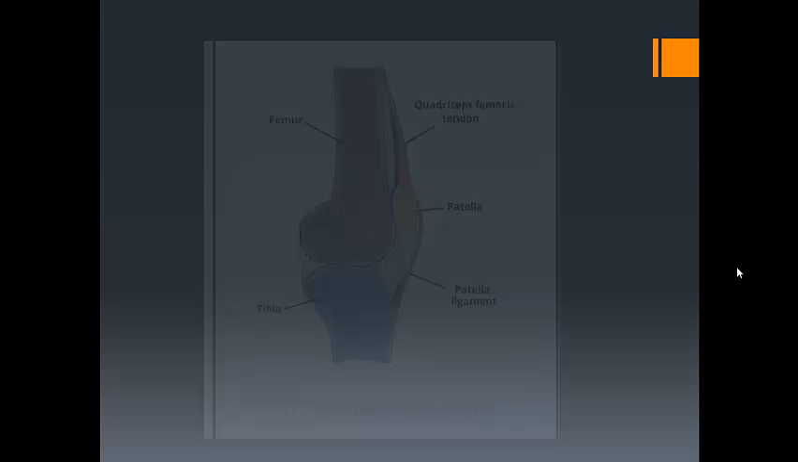For today's session, we're going to be covering the knee joint. All right, so let's go ahead and get started with that.